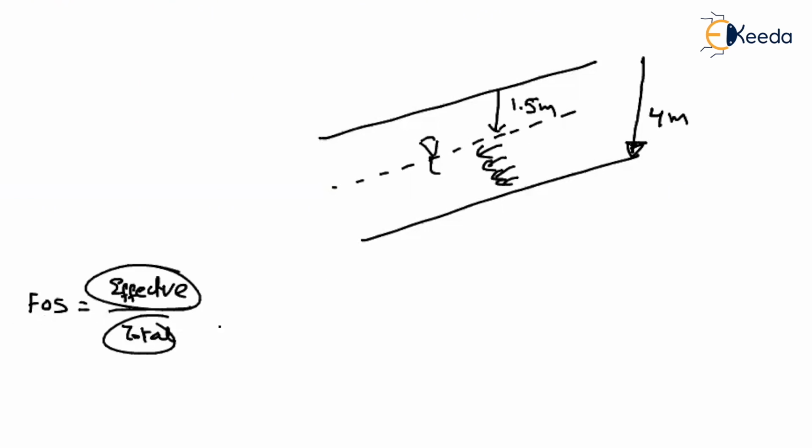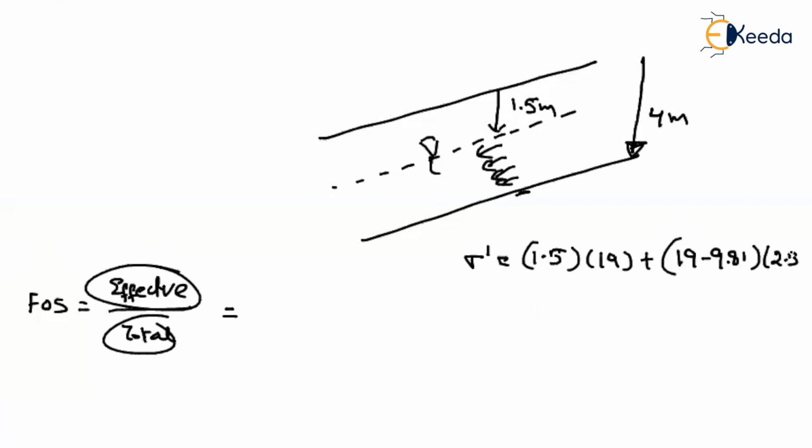So how can I find out this value in general? What is the effective stress at this layer? I'll write effective as sigma dash. That will be equal to 1.5 into, what is the saturated weight, 19, so 1.5 into 19, plus the remaining 2.5 effective. That means 19 minus 9.81 into 2.5. This is the effective value. If you solve this, you will get around 45.47.